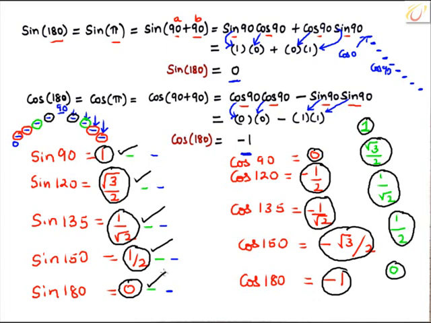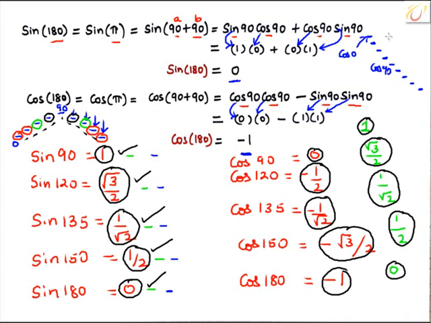in the steps of 0, half, 1 upon root 2, root 3 by 2, 1. When it is going from 90 to 180, it is following the same steps down. Root 3 by 2, 1 upon root 2, half, 0.